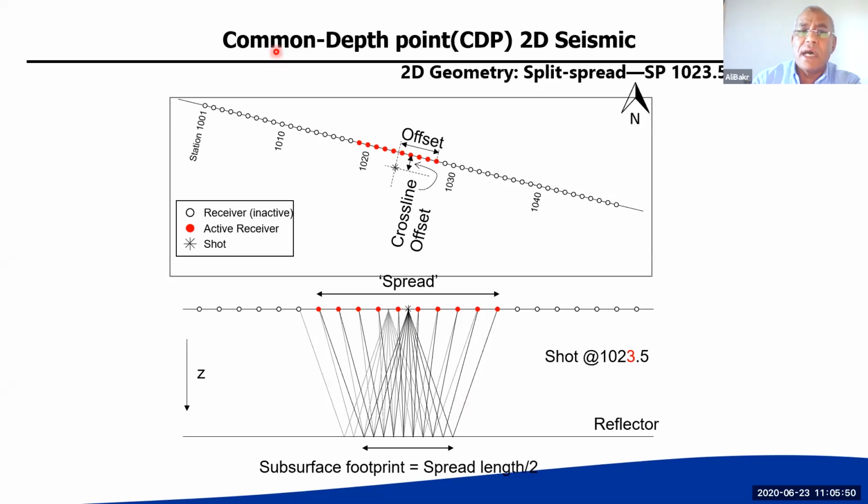And you call that a common depth point. Why are we doing that? Actually, we are doing that to enhance the data and increase the signal to noise ratio.